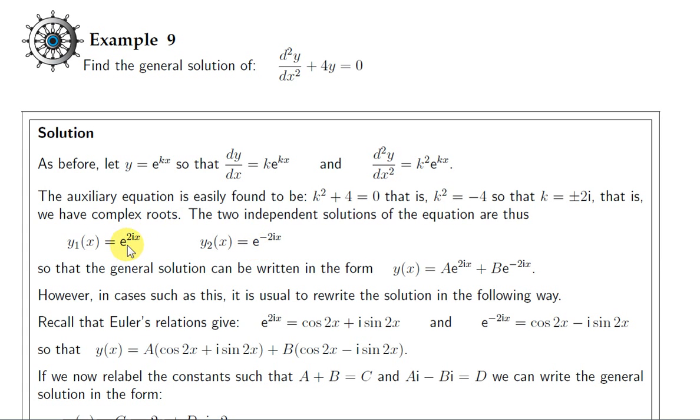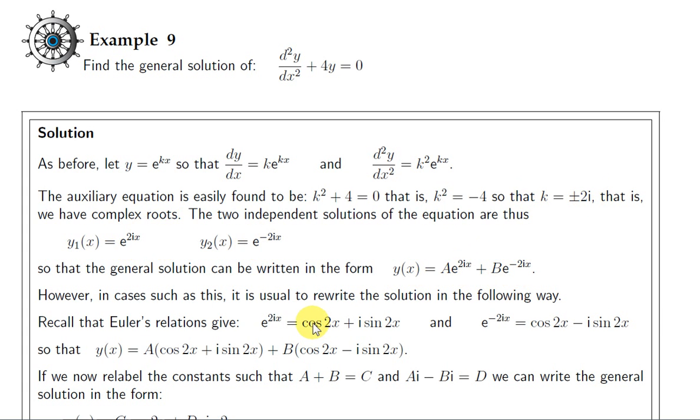You know, if we take one of them and divide by the other one, we'll get a function of x. We won't get a constant. So from our previous results, we can get a linear combination of these two solutions. So there's nothing really new here. We just have complex numbers for k.